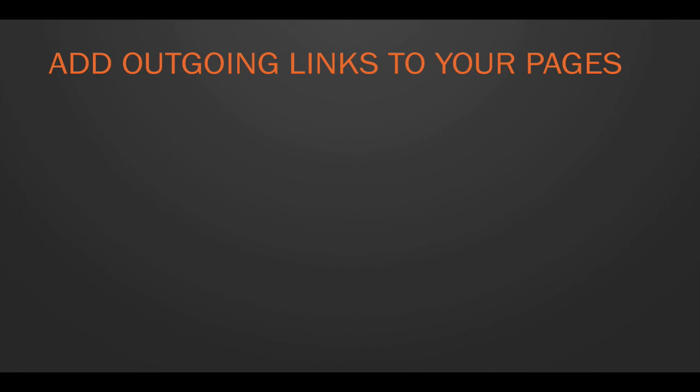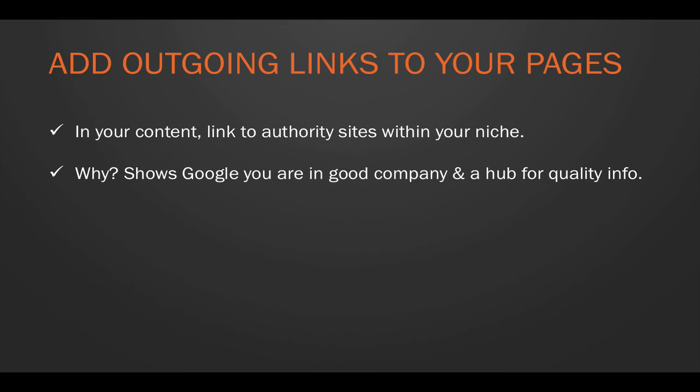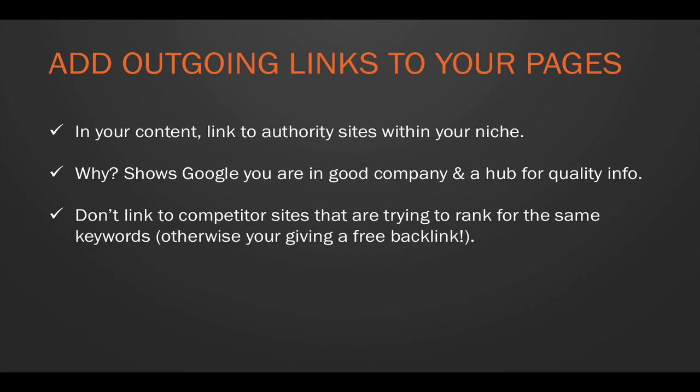So we've looked at interlinking between your pages. Now we want to look at another very simple thing you can do to increase your SEO, which is to add outgoing links to your pages. So essentially this is in your content. What you want to do is drop in a couple of links to authority sites within your niche. The reason that we want to do this is because it shows Google that we're in good company with good authority sites and that we're a hub of quality info.